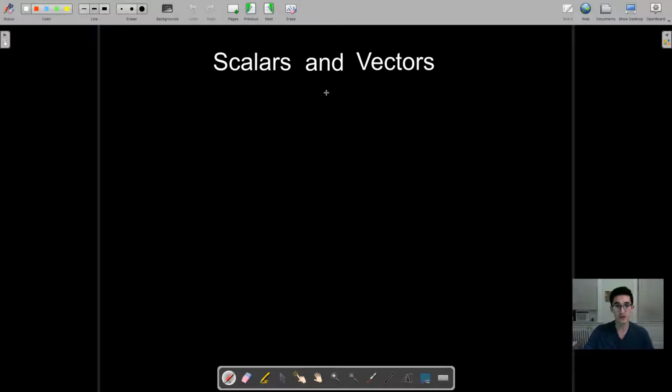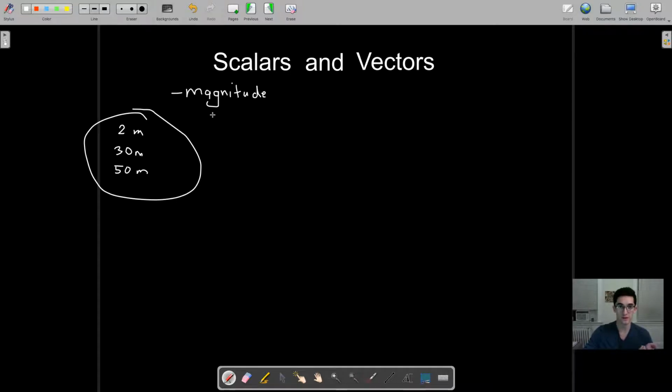And the difference between a scalar and a vector is that a scalar has magnitude, okay? Scalar has magnitude, which is just some quantity. So when we talk about length, we could say something is 30 meters. We could say something is 50 meters. We could say something is 2 meters. That number, that 2, that 30, that 50, that is our magnitude. And so these are all examples of scalars. They're just a magnitude, okay? And they can have some unit associated with them, like meters, but we're just talking about some magnitude.